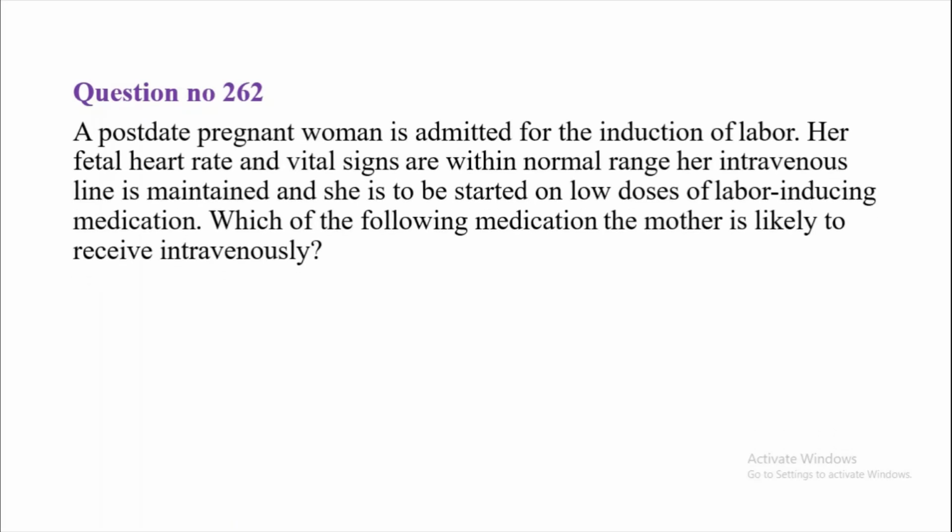Question number 262. A post-date pregnant woman is admitted for the induction of labor. Her fetal heart rate and vital signs are within normal range. Her intravenous line is maintained and she is to be started on low dose of labor-inducing medication. Which of the following medication is the mother likely to receive intravenously? The options are number A, oxytocin, number B, cervidil, number C, cytotic, number D, cytoxan.